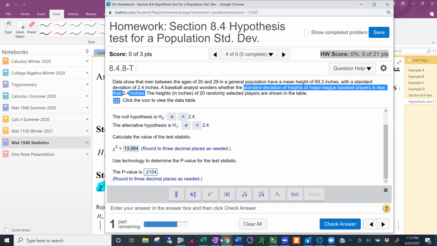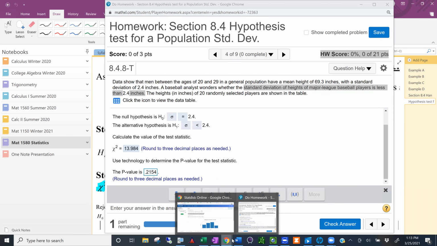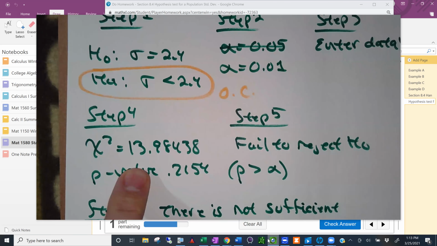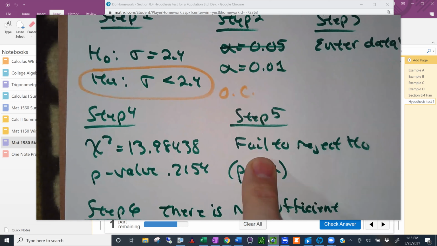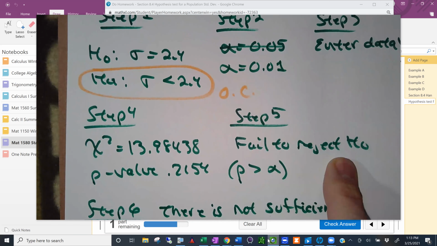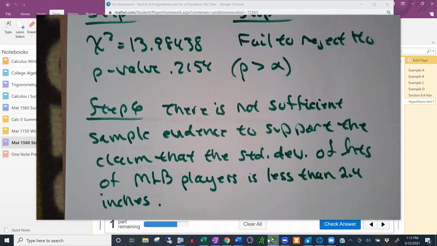We input our data in StatDisk, and we got this chi-square statistic and that p-value. Now that p-value is bigger than alpha, so that means you fail to reject your null hypothesis. And then the last thing is to figure out how you state your conclusion.